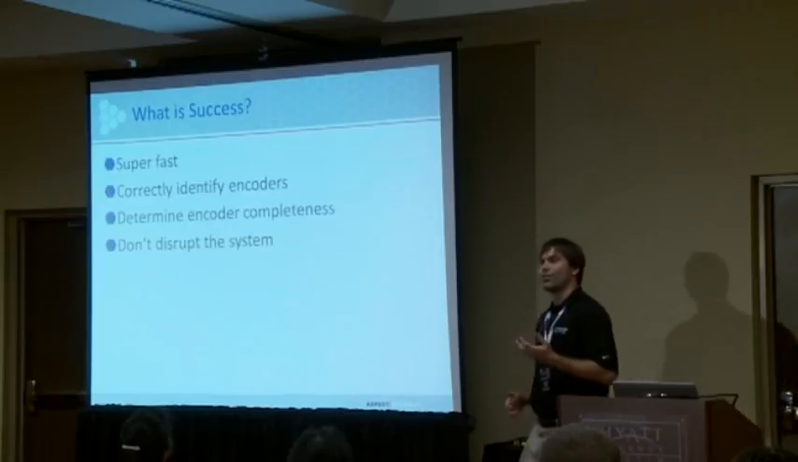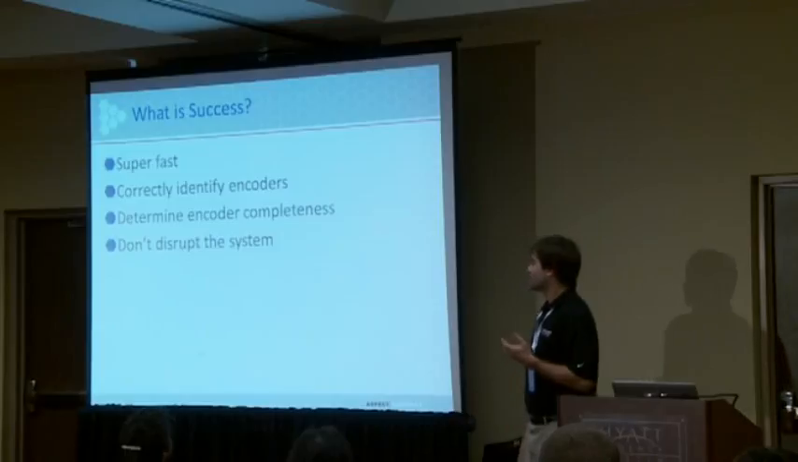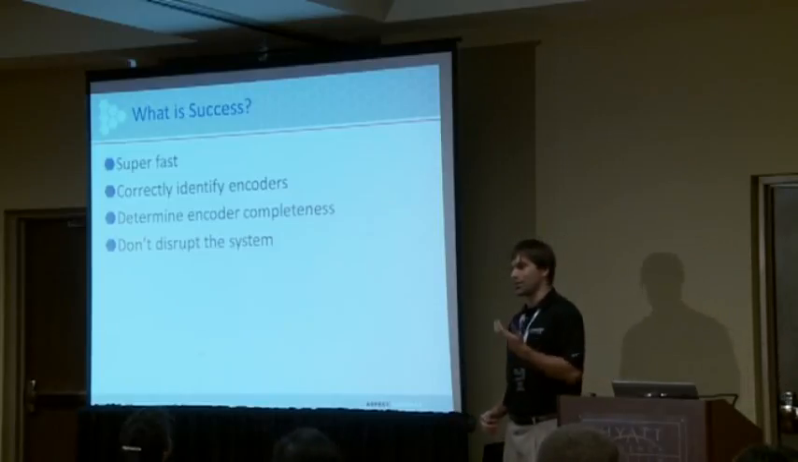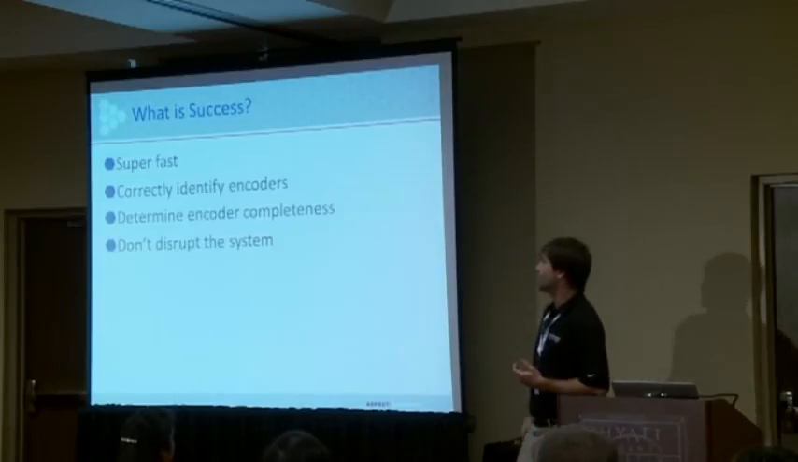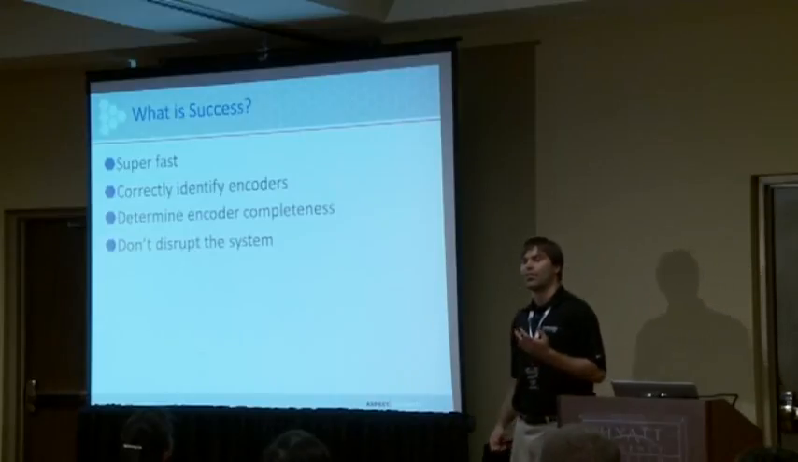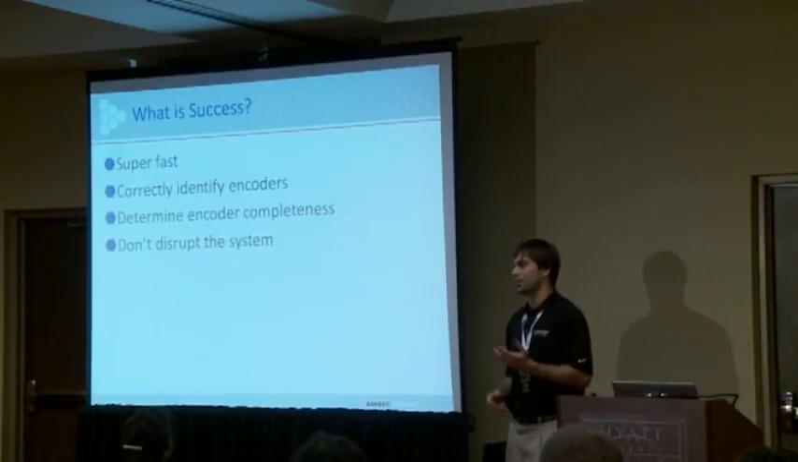Okay, so that's sort of what our method was and a little bit of how we're going to present results. So the question is, did we succeed? And we also want to ask, how are we going to define that? As Arshan mentioned earlier, for the purposes of Contrast, we wanted something that was very fast. Obviously, we wanted to correctly identify encoders, but there are also some more complex things we wanted to get at. One of those is we wanted to be able to determine how complete an encoding method was.